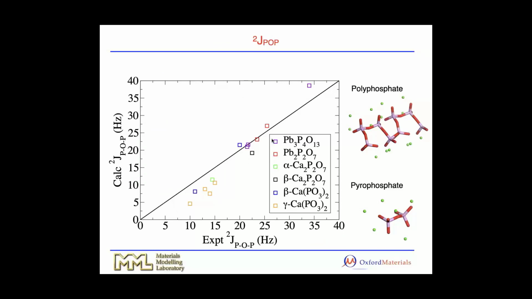So these are a range of phosphates. I've got some lead phosphates and some calcium phosphates, pyrophosphates. I haven't got the experimental error bars on this, but they are of the order of a few hertz. But we're doing quite a good job here at predicting the phosphorus two-bond J couplings. The experimental measurements and the calculations are in really good agreement over quite a wide range of couplings. These are not easy experiments to do, I should add.